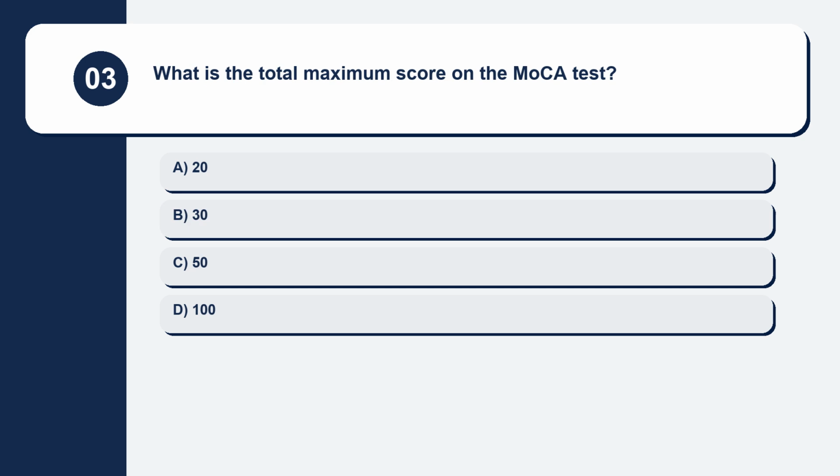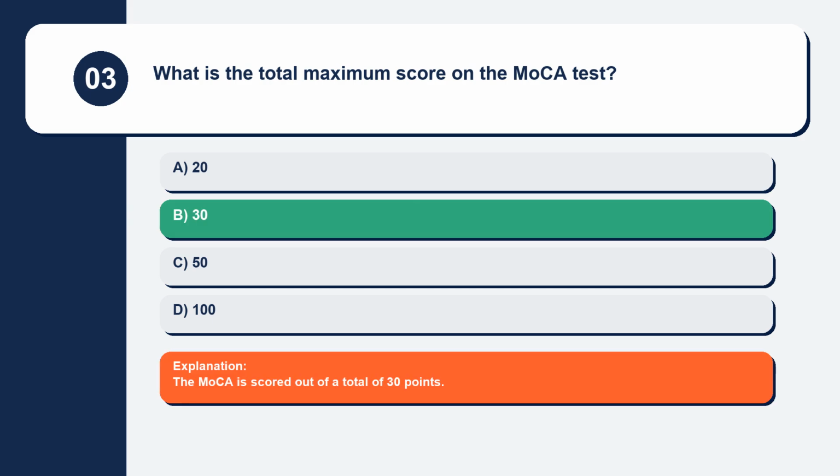Question 3. What is the total maximum score on the MoCA test? 20/30. 50/100. The MoCA is scored out of a total of 30 points.